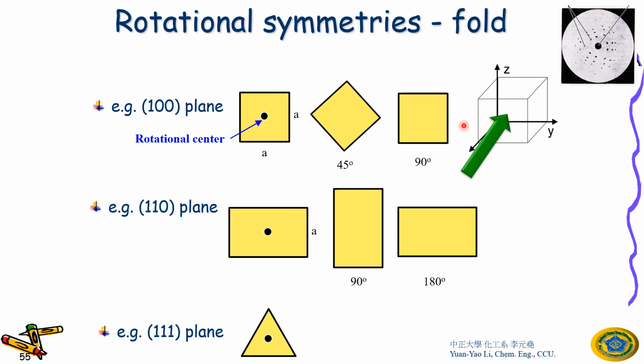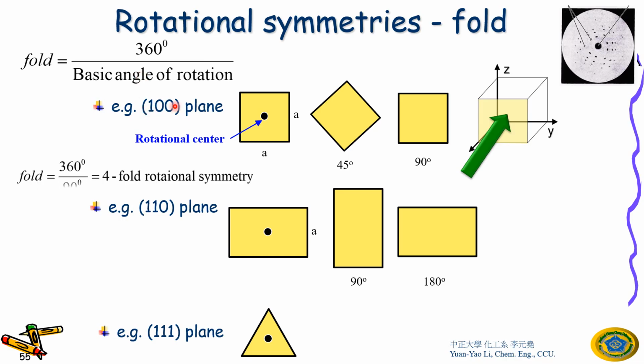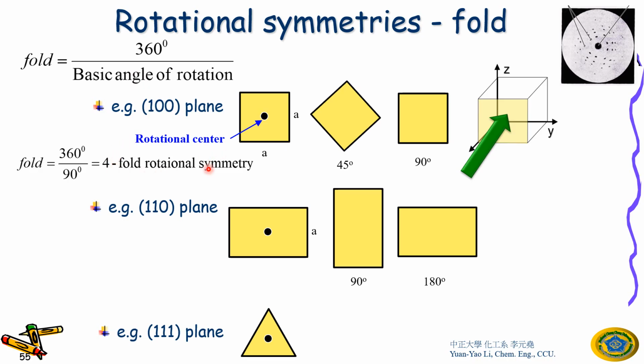So this plane is 100, right? And then the definition of fold is 360 degrees divided by the base angle of rotation. This is called the base angle of rotation. If you rotate 90 degrees, for a 100 plane, you will call this 4-fold.